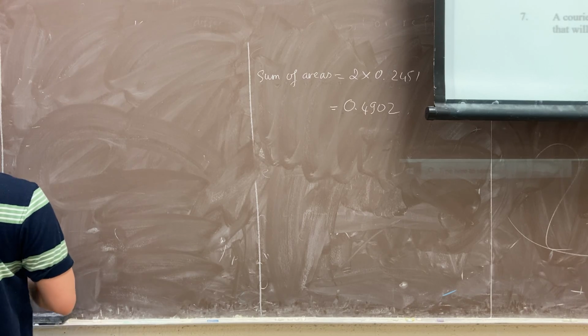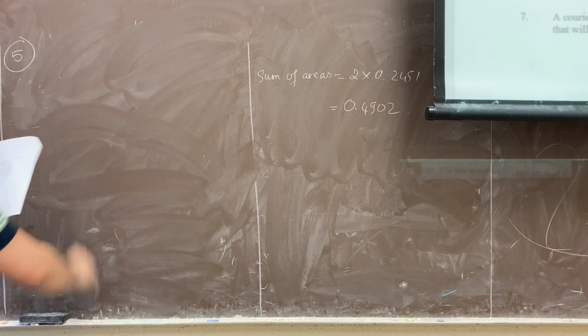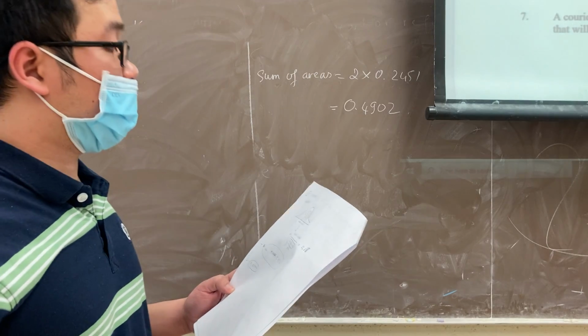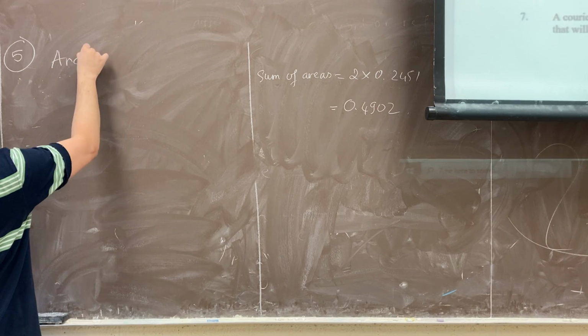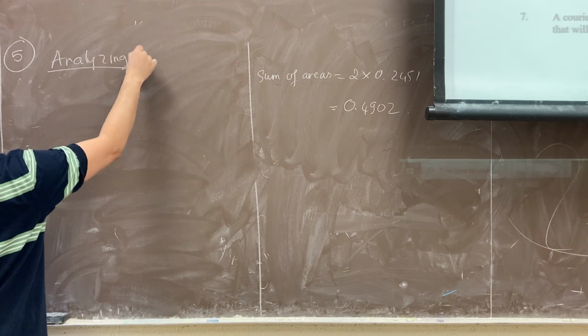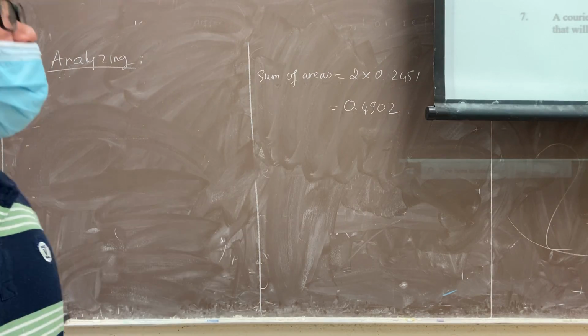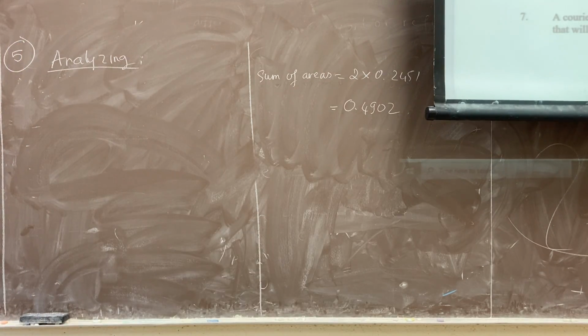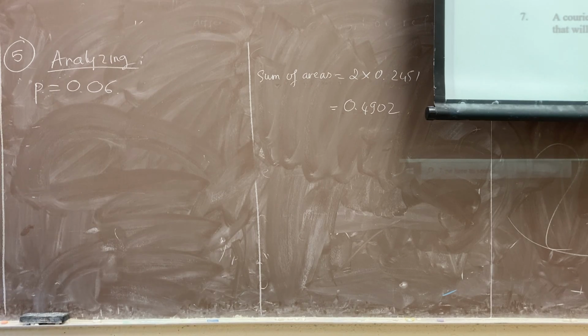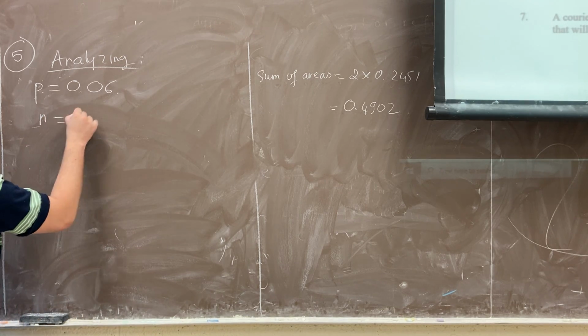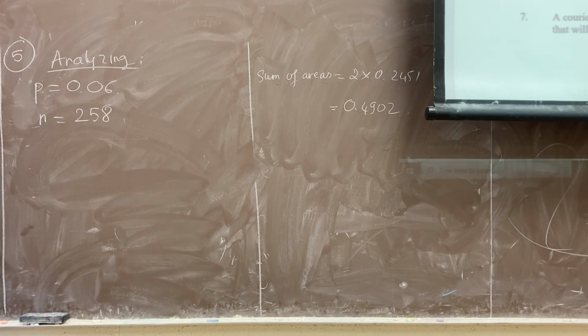And we write down the solution of question 5. So we also do the same steps as before. We need to analyze the question. How to analyze this? They give you the proportion, right? The proportion here is 0.06, and they also give you the sample size, which is 258. Okay, they give you 2 pieces of information about this.